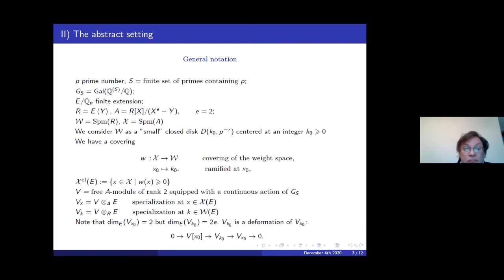So if we assume that E is equal to 2, then the kernel is isomorphic to Vx0. So we have 2 copies of the specialization of V at x0, and we have a deformation, which is in the middle term of this exact sequence. Deformation provided by this big Galois representation V.